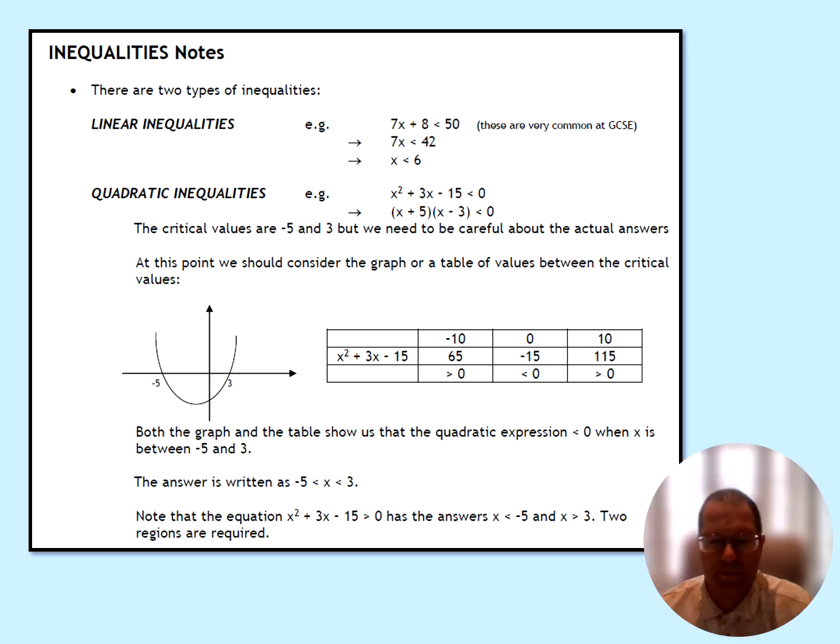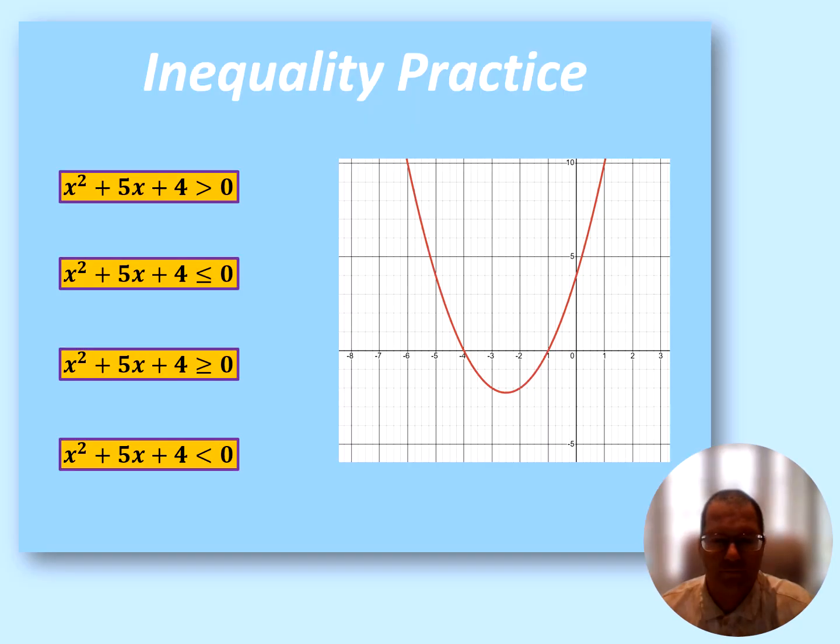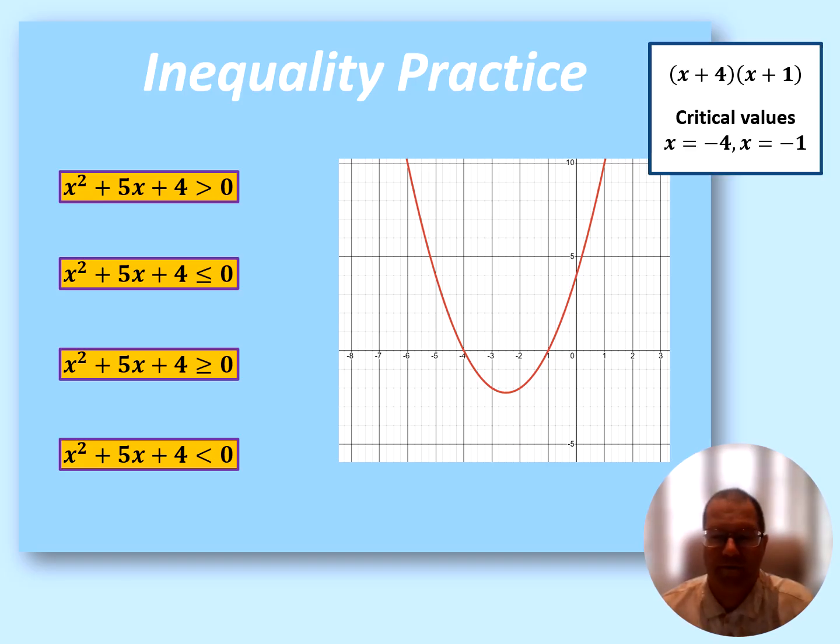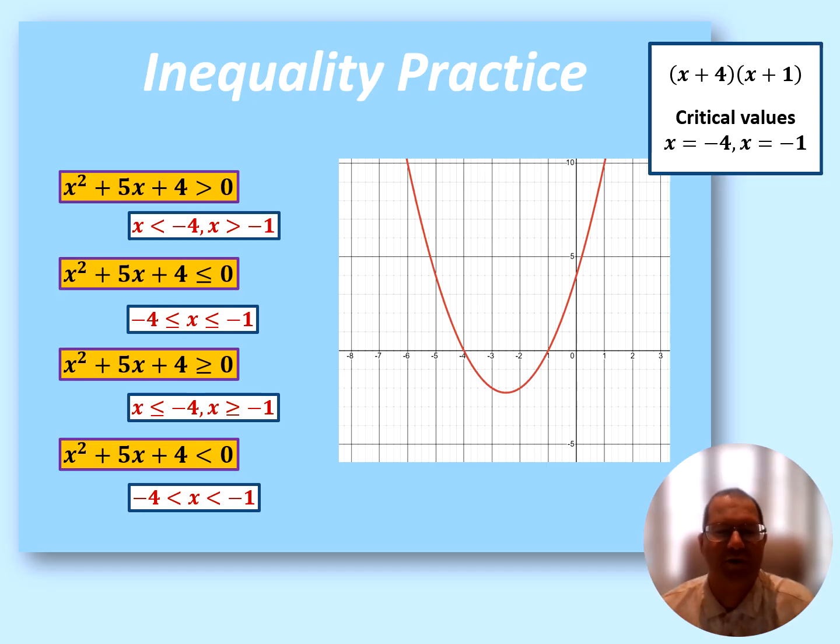And just to let you know, alongside this video, we have notes on these inequalities. Just a little recap. So we have 4 inequalities, all starting x squared plus 5x plus 4, but each one is slightly different. The first one is greater than 0, the second one is less than or equal to 0, the third one is greater than or equal to 0, and the last one is less than 0. By factorising and solving, or by looking at the graph, we can see that the critical values are -4 and -1, from which we get different answers for each one.